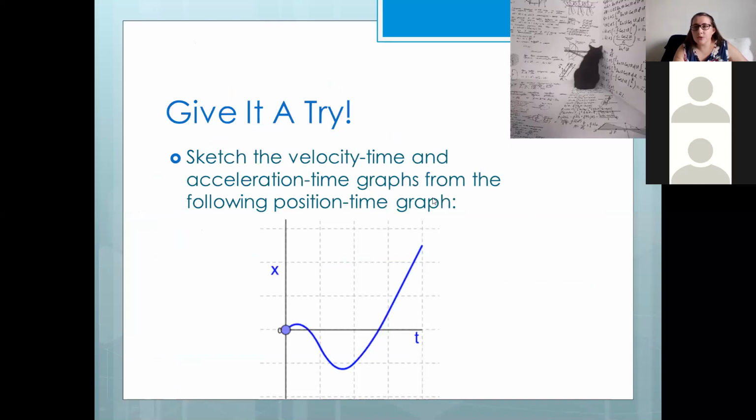So I want you to grab a piece of paper. You can't really sketch things in the chat. So grab a piece of paper, and I want you to try to sketch the velocity time and acceleration time graphs from this position time graph. You don't need numbers, just make a quick sketch of what you think the shapes of the graphs would look like. I'll give you a moment to think through that.